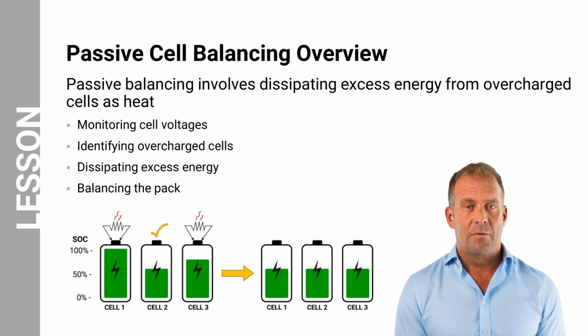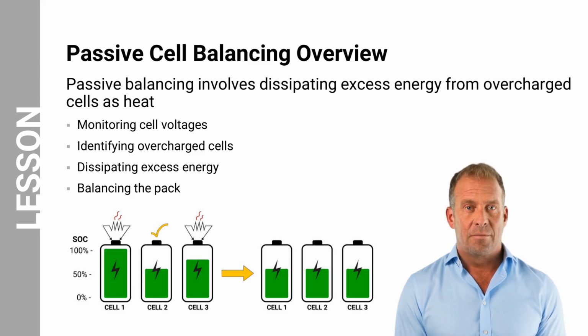The BMS continuously monitors the voltage of each individual cell in the battery pack. The BMS identifies overcharged cells, meaning cells with higher voltage, indicating a higher state of charge. The BMS dissipates excess energy. Excess energy from overcharged cells is dissipated by bypassing current through a resistor connected across the cell. This process converts electrical energy into heat. By reducing the charge of the overcharged cells, the BMS gradually brings all cells to a similar voltage level, ensuring that the entire battery pack is balanced.